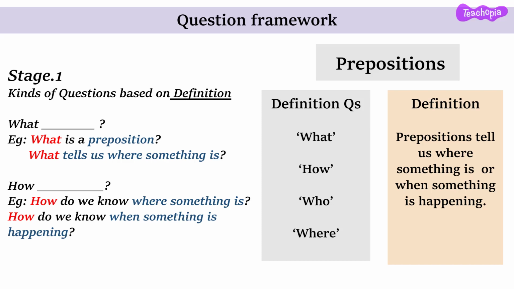Now, stage 1 is kinds of questions based on definition. What is the definition of preposition? We have already seen. So, the questions that you can make with this are: what is a preposition? What tells us where something is? With the question starter how: how do we know where something is? How do we know when something is happening?